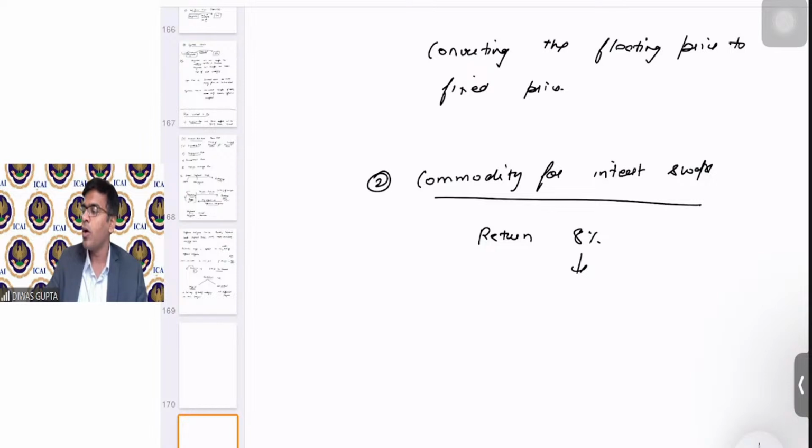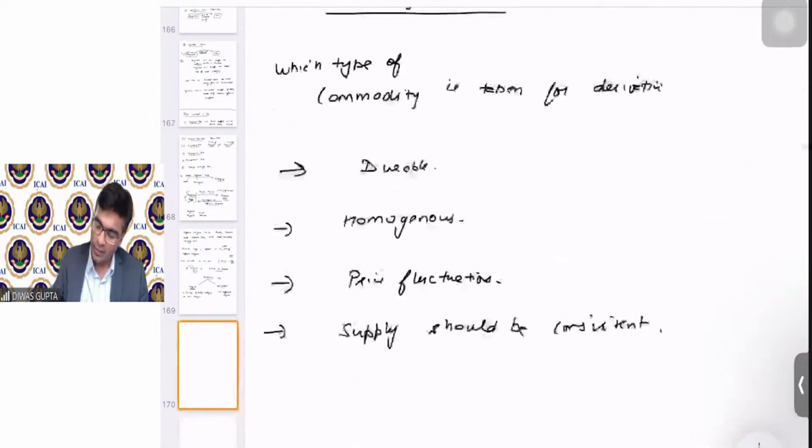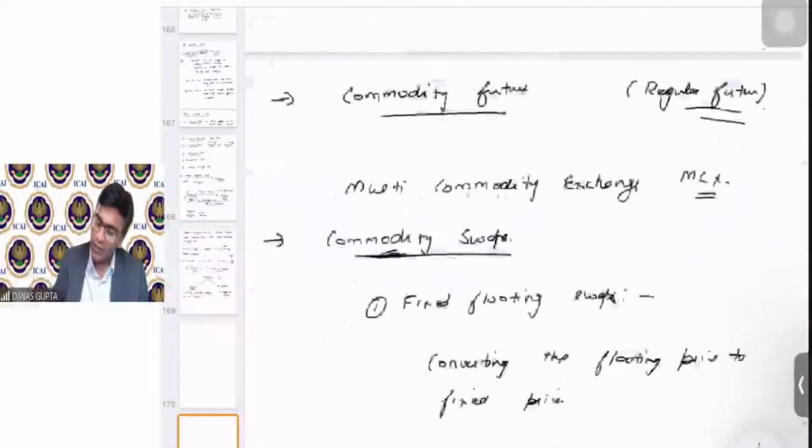Mansha is saying oil and electricity. Yes, Mansha, that also we will cover. Electricity we will cover separately. Okay, now let's come to the next part. So this is all, students, from commodity derivatives.